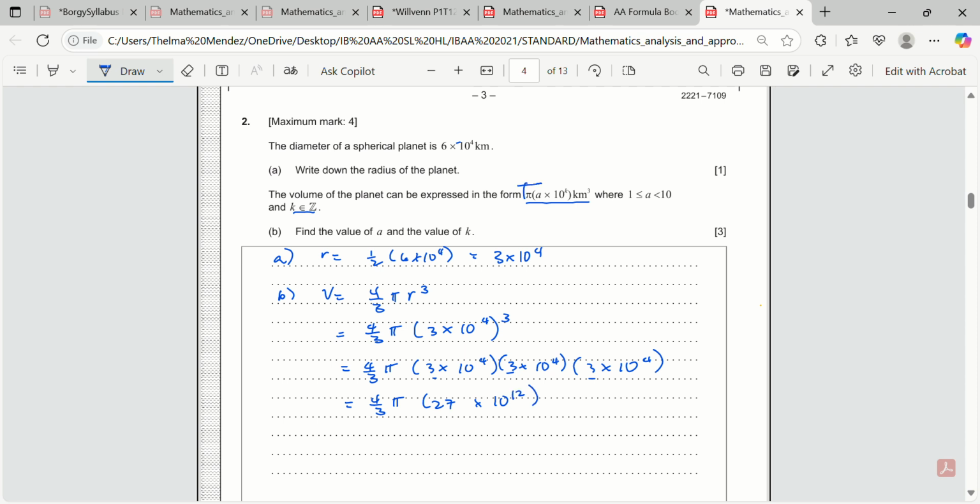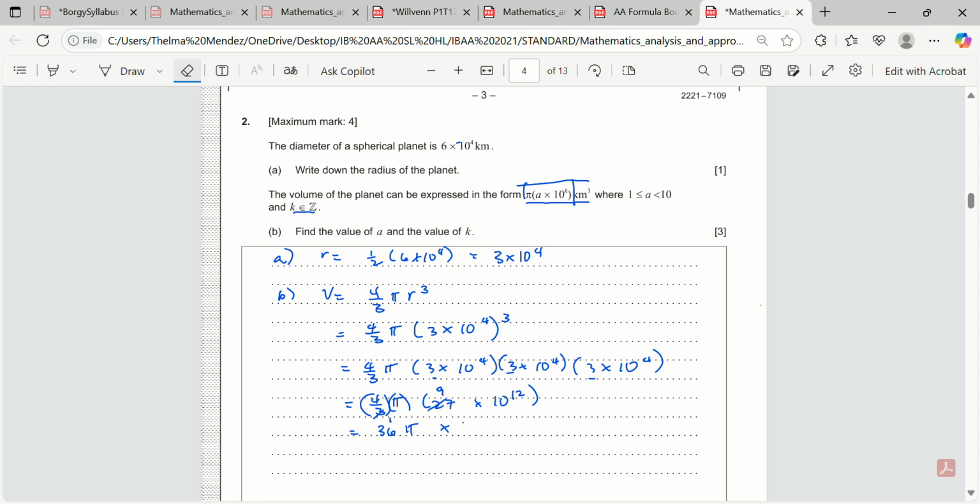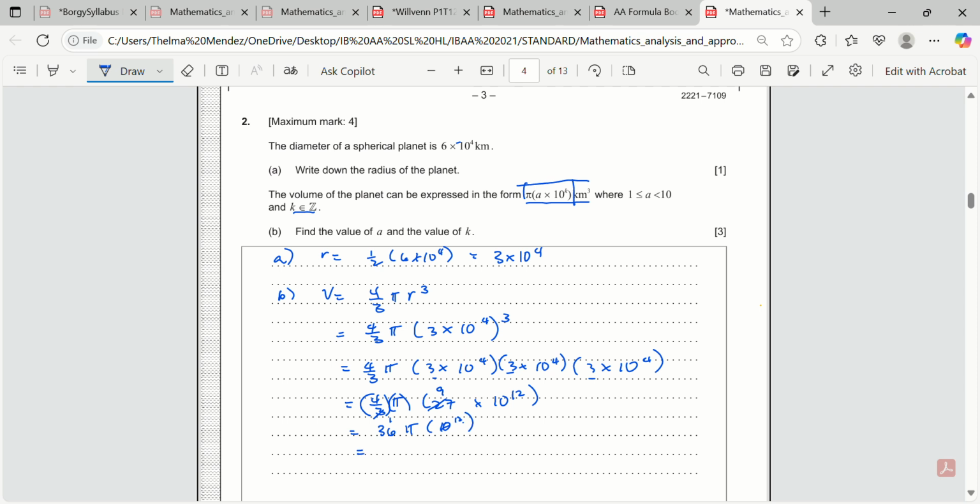Remember, we have to have this format. So we can do cancellation here for same factors for 4/3 and 27. Dividing this by 3, 1. Dividing this by 3, you'll have 9. So we will have 36 pi times 10 to the 12th power. This could be written as pi times 36 times 10 to the 12th power.